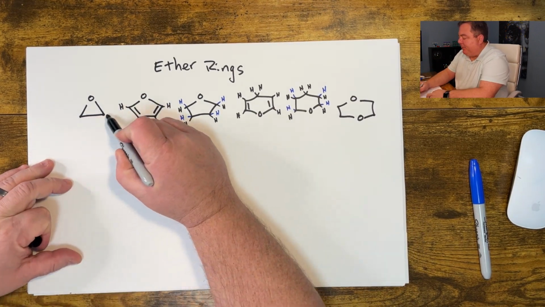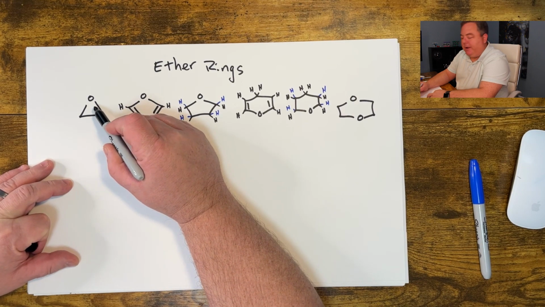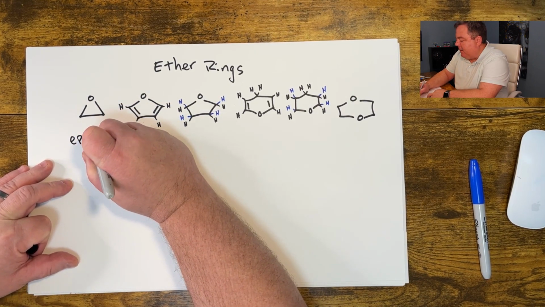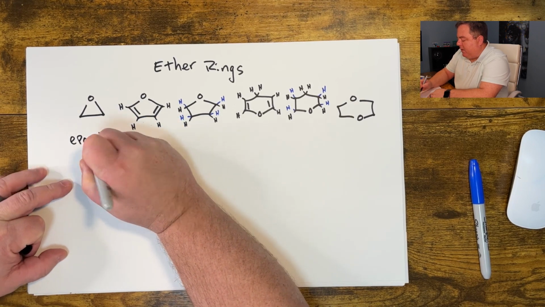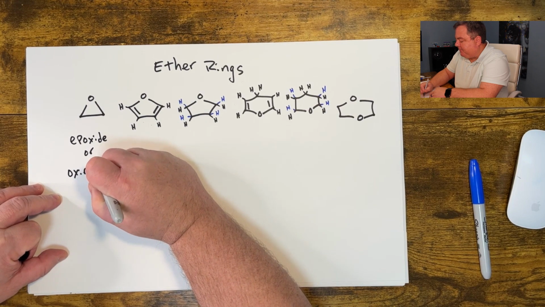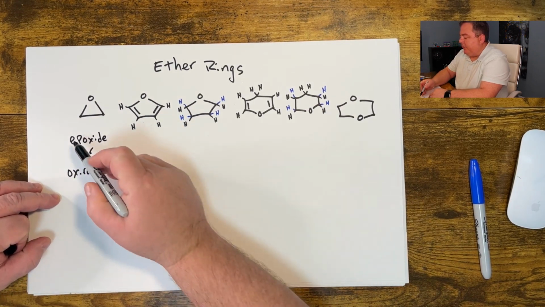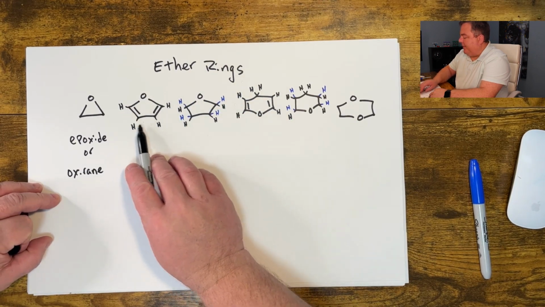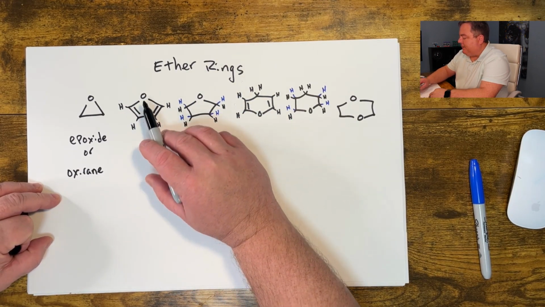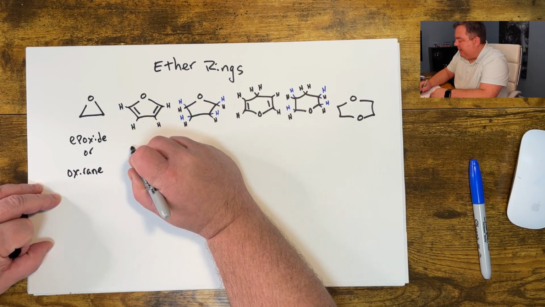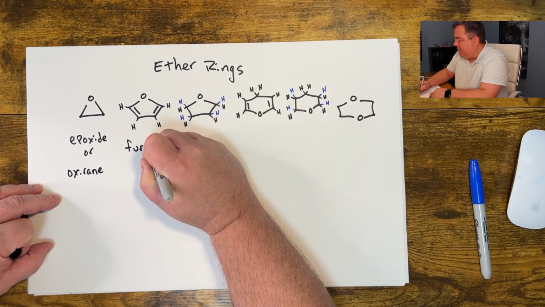So this is the simplest ether that's a 3-membered ring. And we've seen this before, but this is an epoxide. Or old school, they used to call that an oxirane. So an epoxide, 3-membered ring that's an ether. This 5-membered ring with 2 double bonds, oxygen, 5-membered ring, 2 double bonds, is called furan.